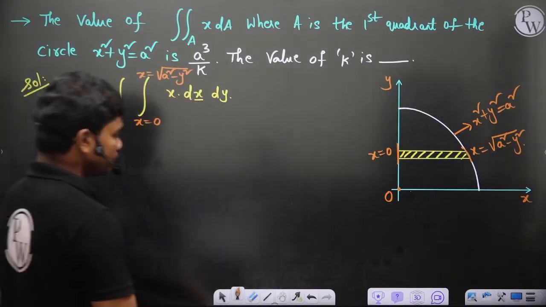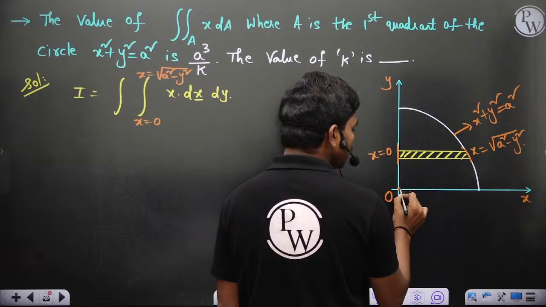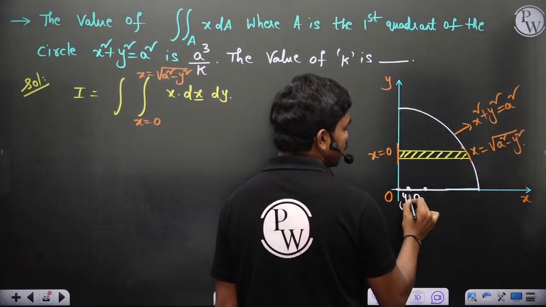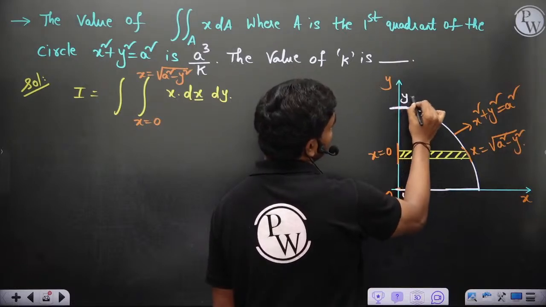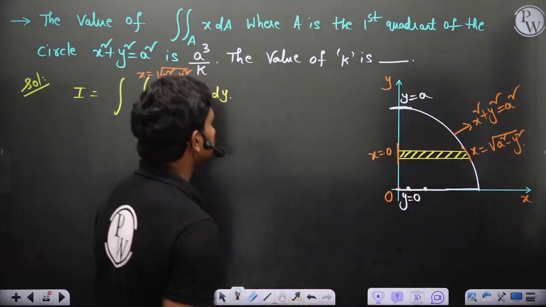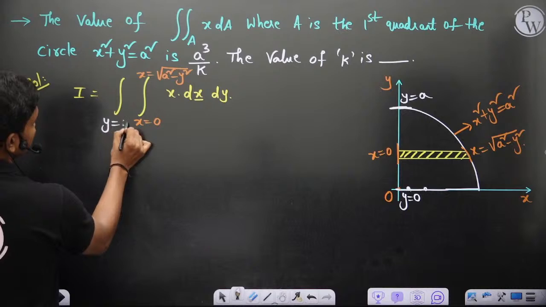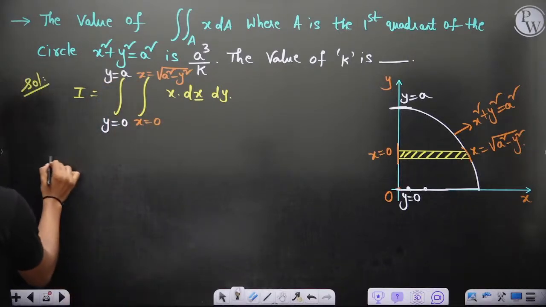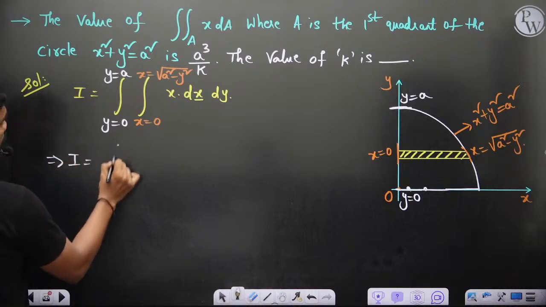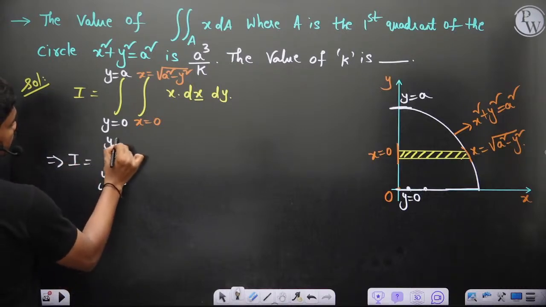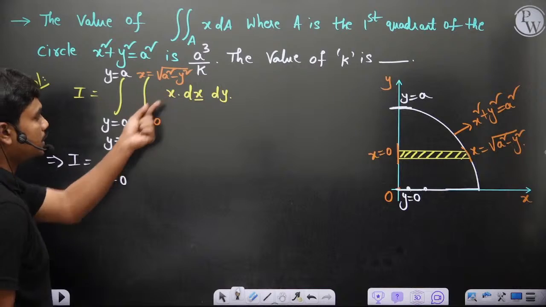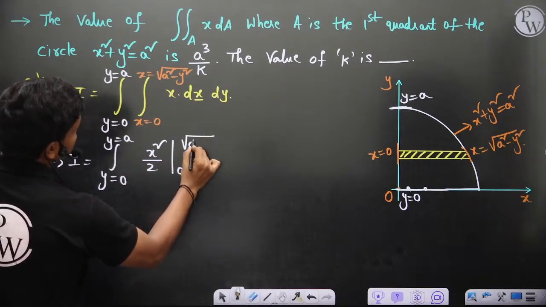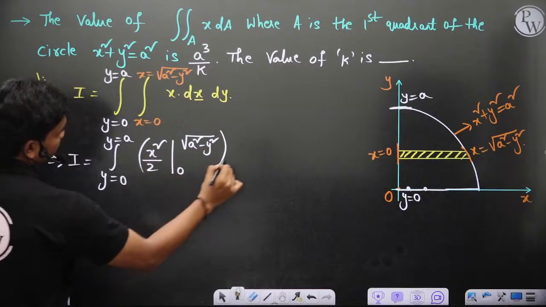And what are the least and maximum values of y? The minimum value of y is at any point in this region on this line, so y equal to 0, and y goes to a maximum of a in this domain. So y is equal to 0 to y is equal to a. So let's integrate. I is equal to integral y equal to 0 to y equal to a. When you are integrating with respect to x, this integration is x square by 2, and the limits are from 0 to root of a square minus y square, dy.